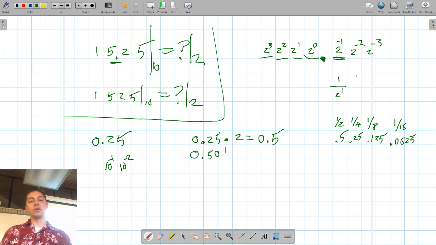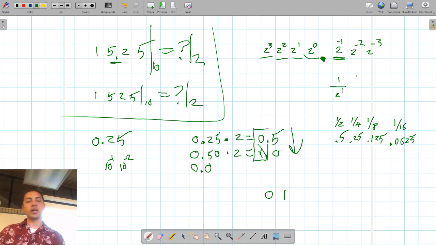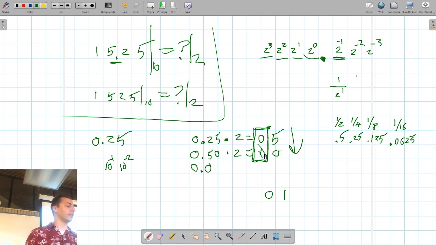I'm then going to take this number and bring it down and multiply it again. 0.5 times 2 equals 1.0. And this is the trick. Every time I bring a number down, I'm going to ignore the integer portion of it. So I'm going to strike the integer part of that and bring it over, 0.0. Once I find something on the left that is 0, I'm done. And I read from the top down, so I end up with a 0 and a 1, only looking at the integer parts. That wasn't the best example to showcase all the interesting things that can happen.